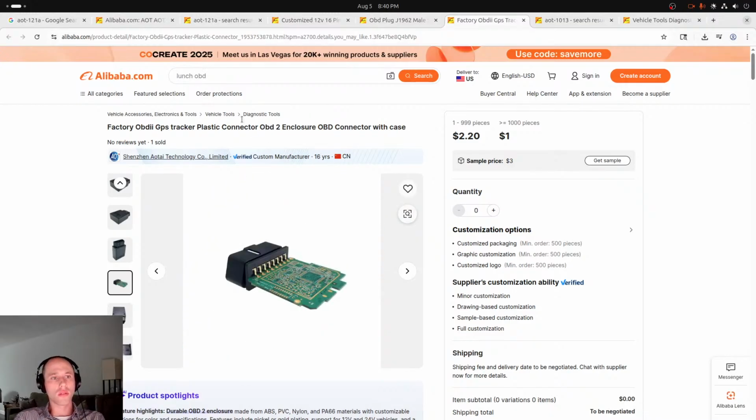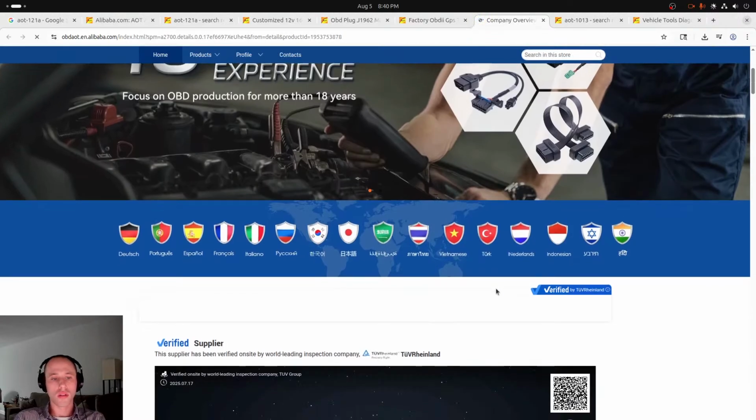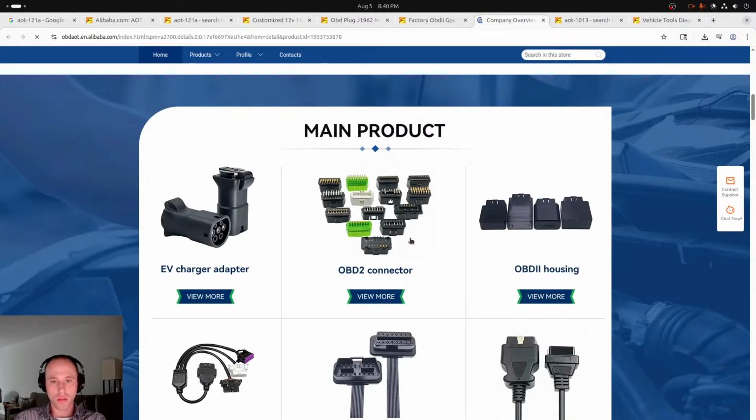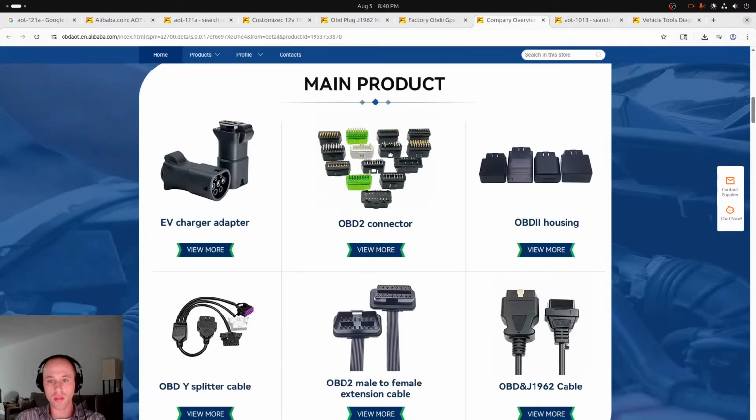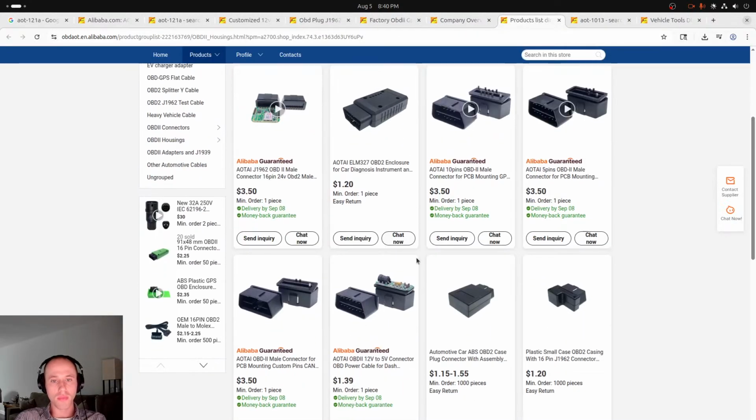Where's AOT121A? When you look at the housings, they all come with the connectors, but do we have to specify to them which one we want? Does the price change with that? Look at this guy.